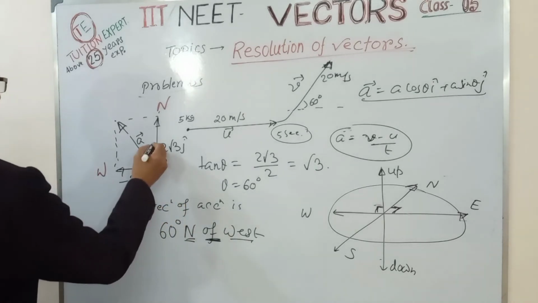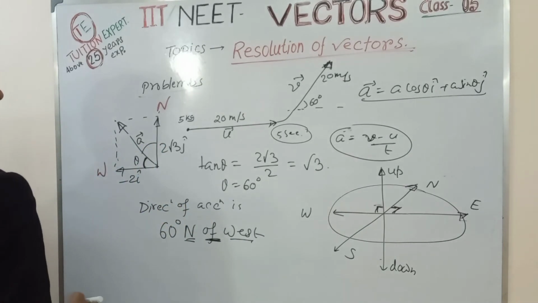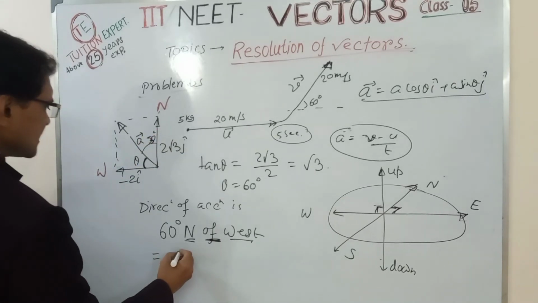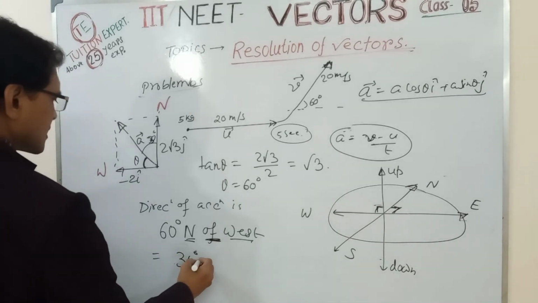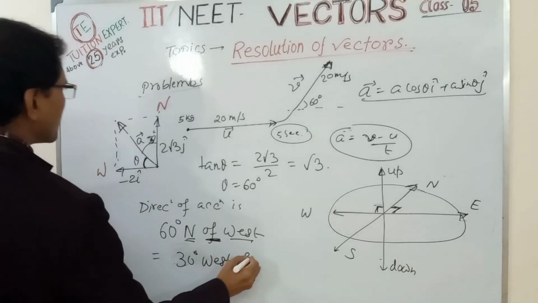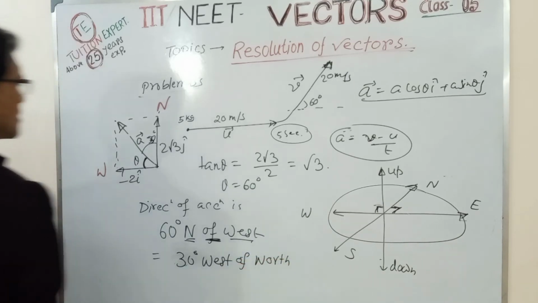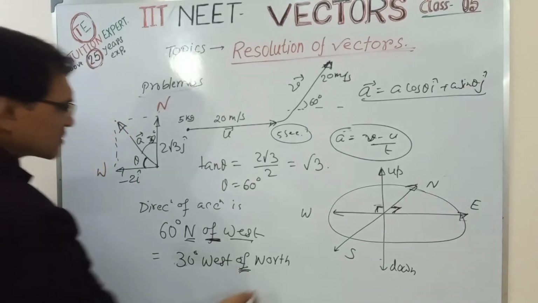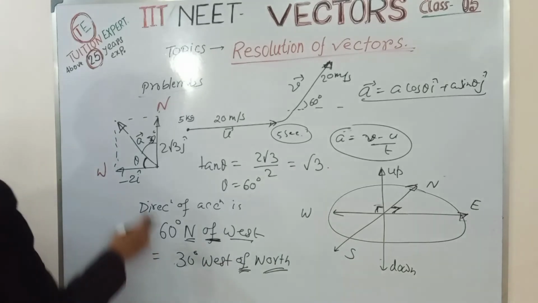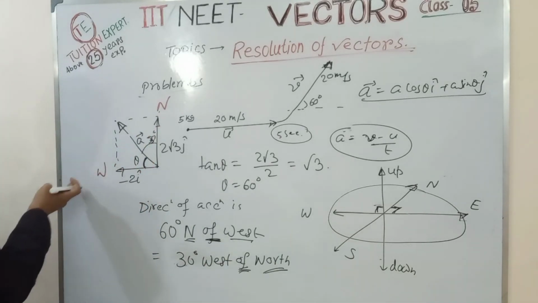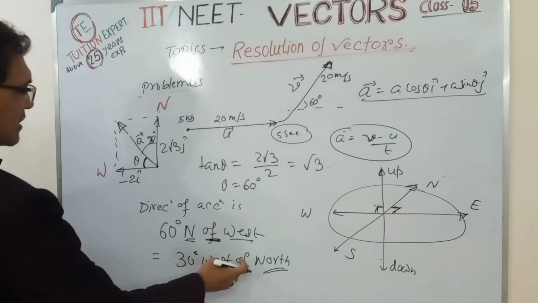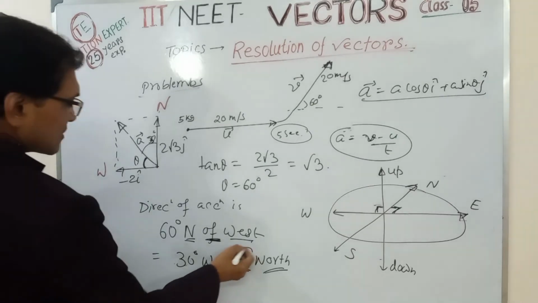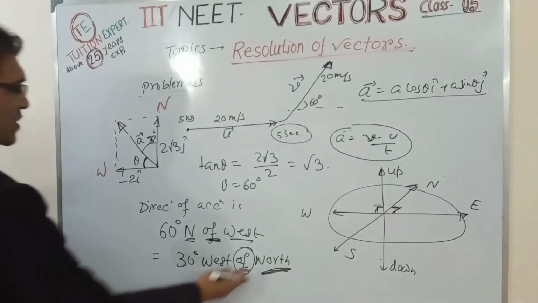We can also write it differently: if this is 60 degrees, then this becomes 30 degrees, so we can write 30 degrees west of north, because this makes an angle of 30 degrees with north and is directed along the west direction.